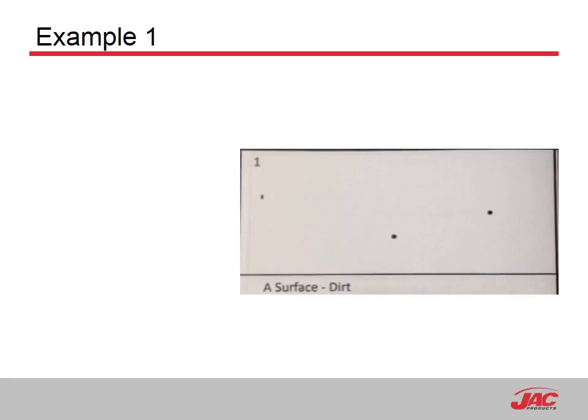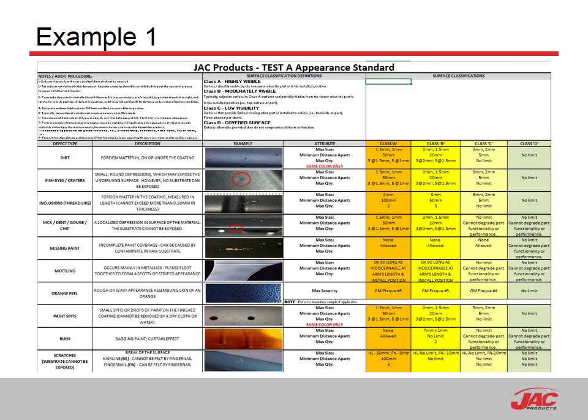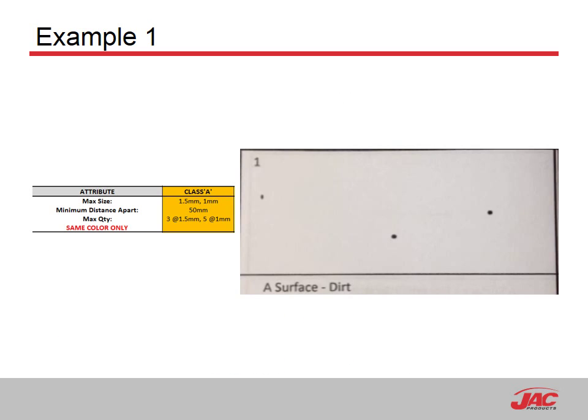Let's take a look at an example. The example shows the defect is on the A surface and the defect type is dirt. Looking at our appearance standard, we look up dirt on the A surface, and here is the criteria we must use. First, the max quantity allowed is 3 at 1.5 millimeters or 5 at 1 millimeter. Let's count how many defects there are on the part. 1, 2, and 3.